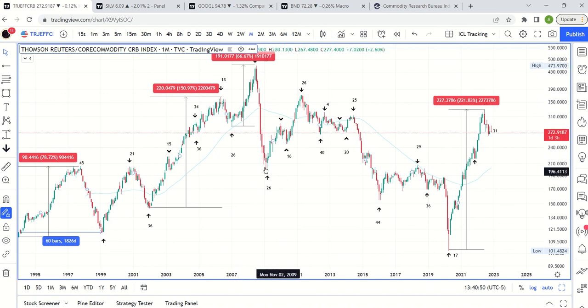But notice, this makes a much higher low than this. So we didn't even give back this whole rally. We did give back all of this rally for sure. So that's important context: we've come really far.